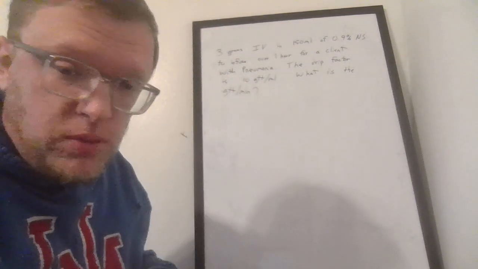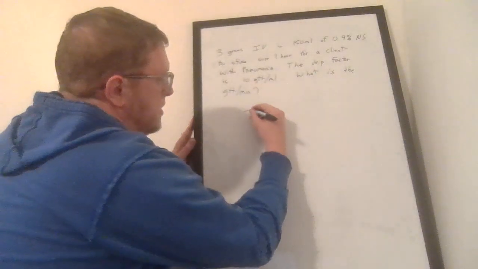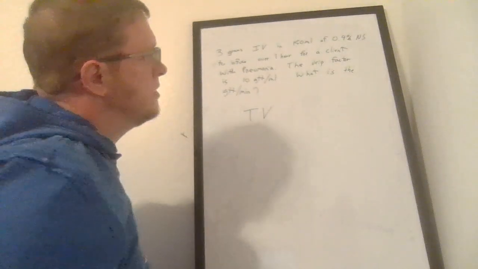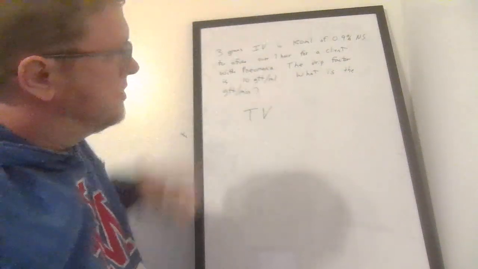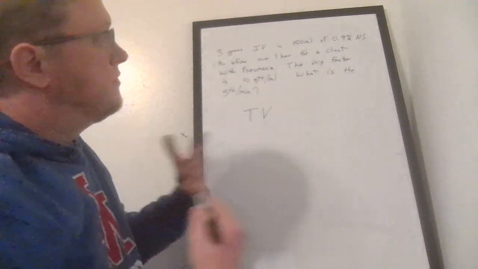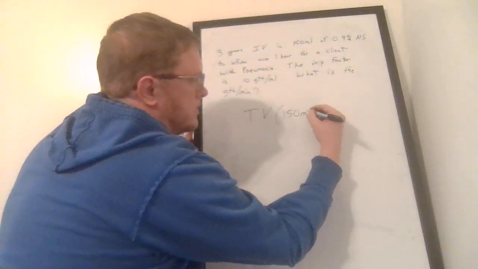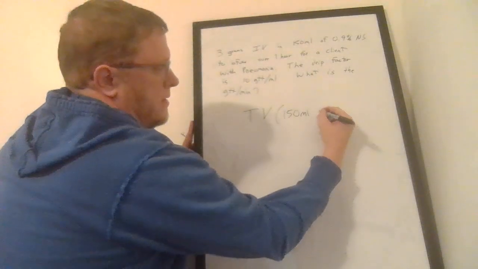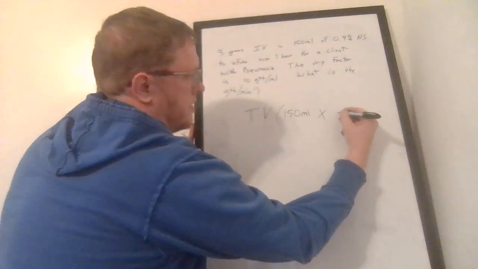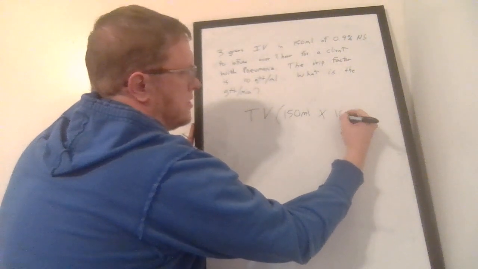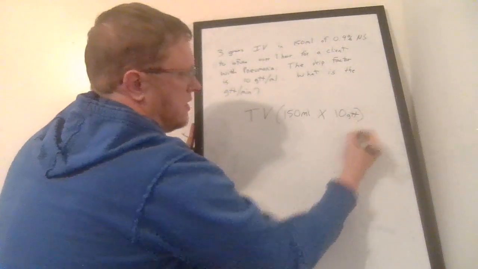Now there's a formula that we use, and this is the formula. You take your total volume. So TV, total volume. Our total volume is going to be 150. That's the total amount that we need to infuse, so we'll put 150 mL. And you multiply that times your drip factor. Our drip factor is given to us. It's 10 GTT.